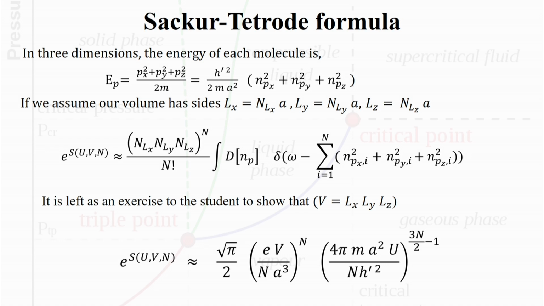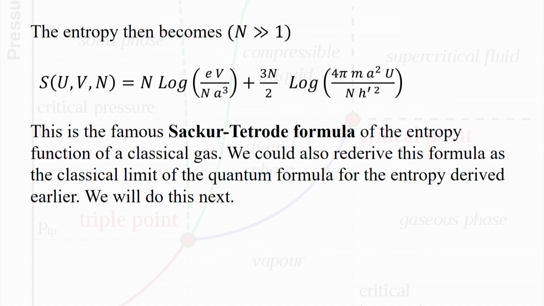The way you do that is obviously very similar to what we were doing in 1D, and that involves simply evaluating such an integral, and the way you do this is to rewrite the Dirac delta function as a Fourier transform, and then you go ahead and do the rest. So, I am going to leave this to you as an exercise, and when you finish with it you end up with this formula, and this is the famous Sackur-Tetrode formula of the entropy of a classical ideal gas.